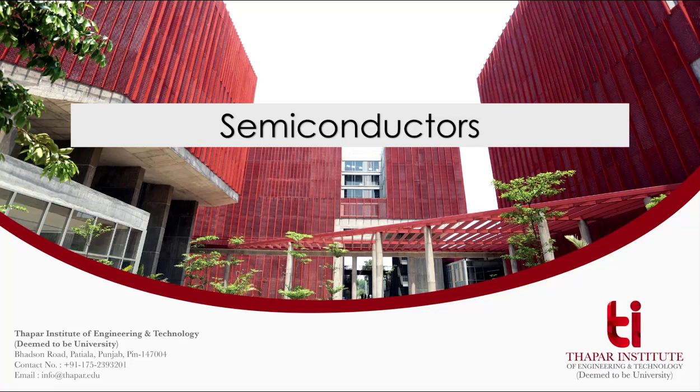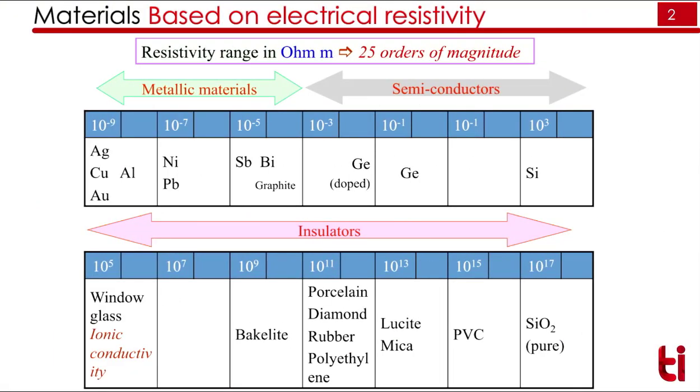Hello students, welcome. In this lecture, we will see the semiconducting materials. Materials we can classify based on the resistivity range. We have already seen the metallic materials. In this lecture, we will see semiconducting materials, those which have resistivity from 10 to the power minus 3 to 10 to the power 4 ohm meter.